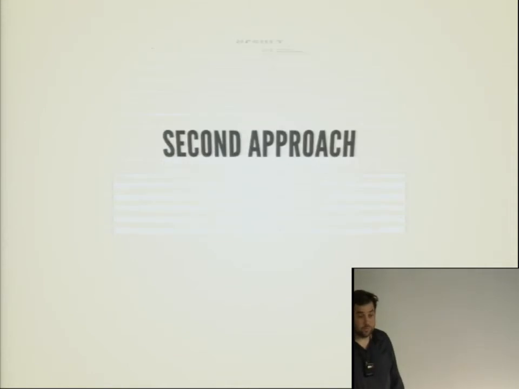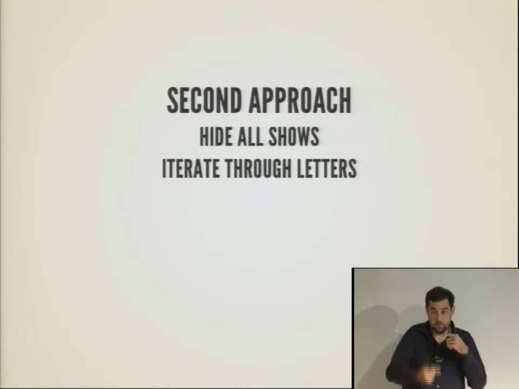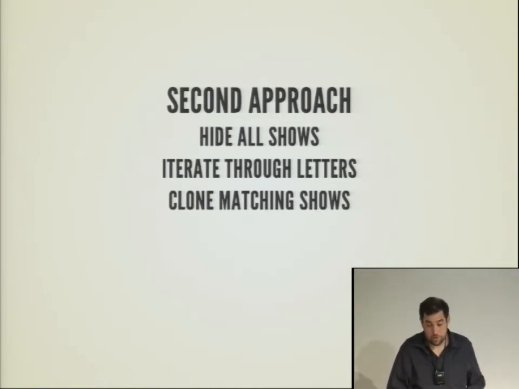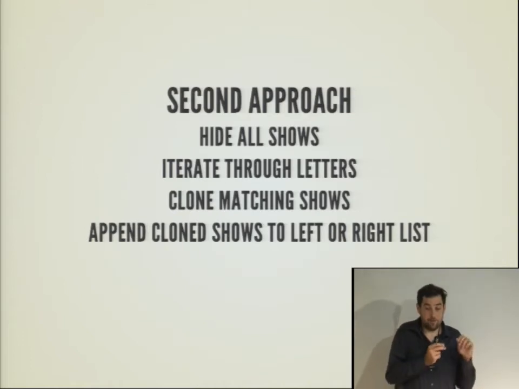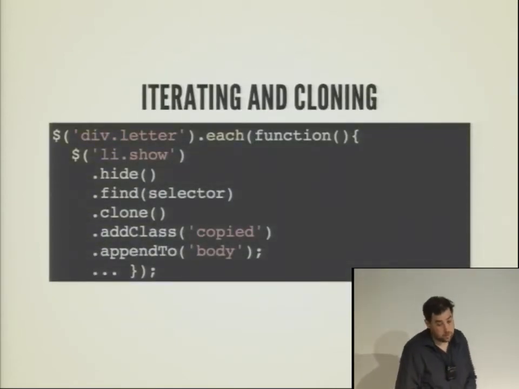So what we did is, with the second approach, we first hide all shows, then iterate through the letters, go through every show, then clone the matching shows, using the clone function from jQuery, and then we append the cloned shows to the left or the right list, because now we know how many elements we have, we can balance them, and then show the cloned shows. So this is how we did it.